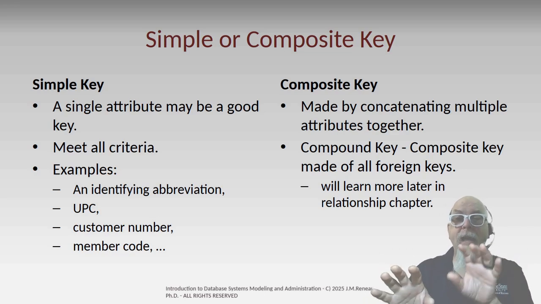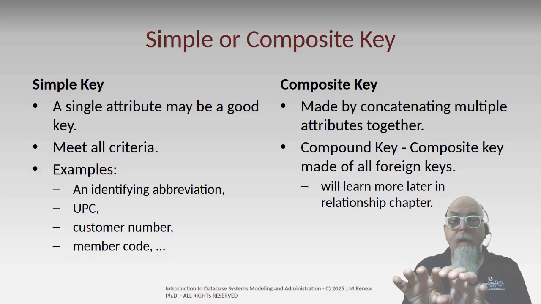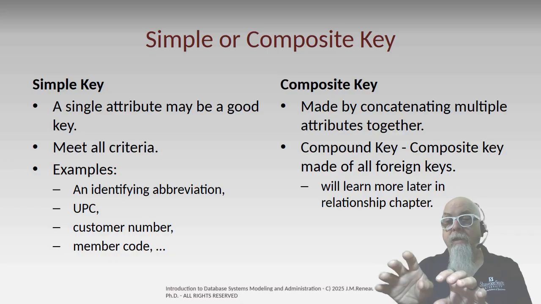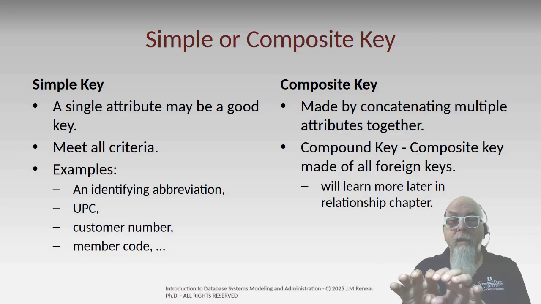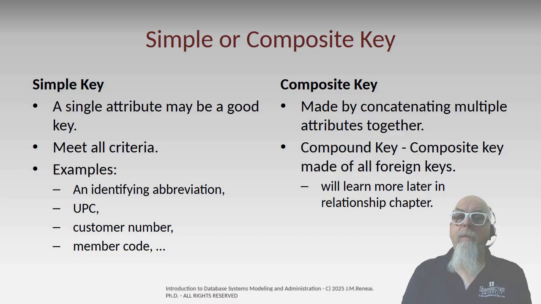So we could concatenate the vendor code and the item code together, at which point then it works as a composite key because vendor code and item code, even if two vendors assign the same code, still uniquely identifies that item in our entity. There's also something called a compound key, which is a special kind of composite key made up of foreign keys, but we've not talked about a foreign key yet, and we'll deal with that later because we're just talking about keys in general at this point.